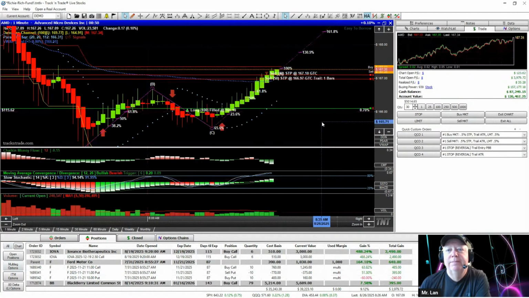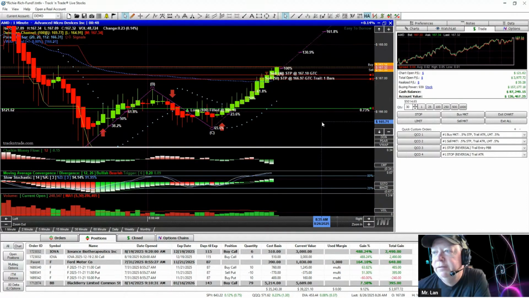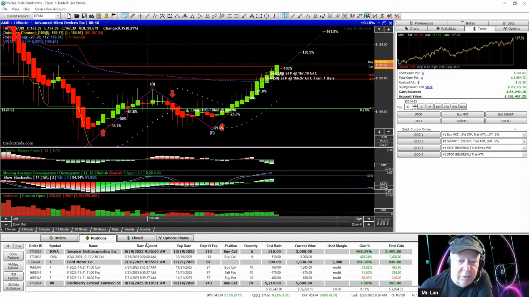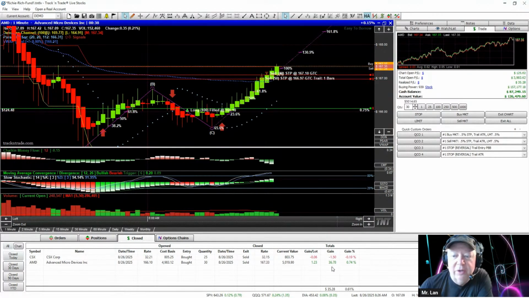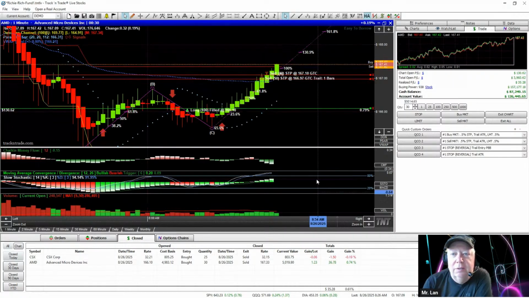Oh, we got it. All right. We took a little profit off. Locked in. Let's see what we closed in. Oh, CSX got stopped out. We made $36 on that right there so far. $36. Only took us $21,000 to make $36.